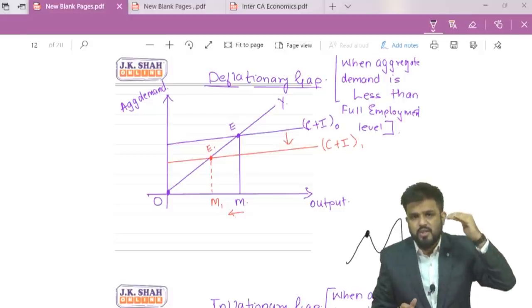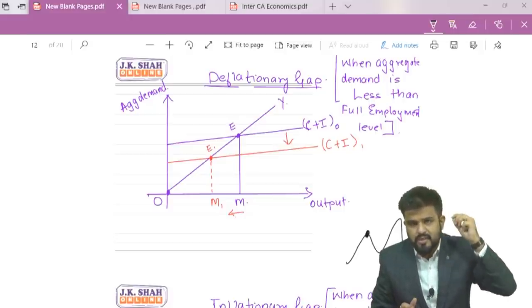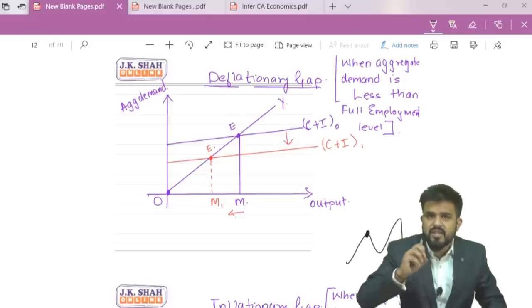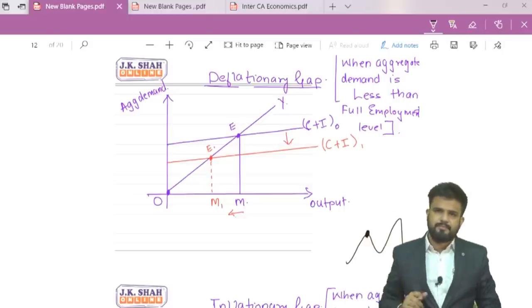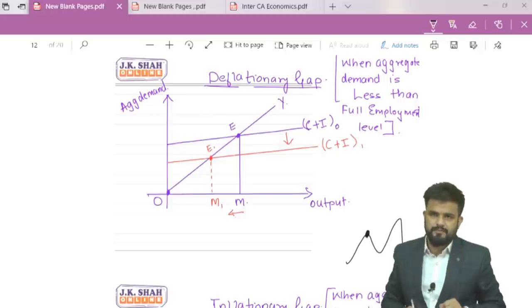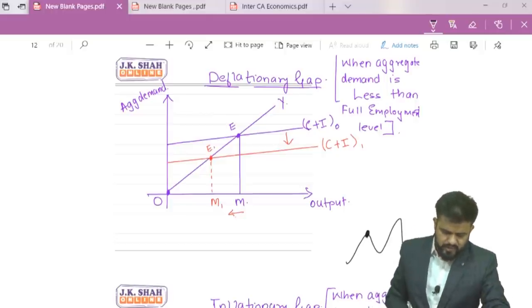And the economy starts contracting, the economy starts going down, that leads to deflation. If deflation is not controlled, it may lead to recession. And if recession is not controlled, depression. So a deflationary situation is not good. So look at the diagram.